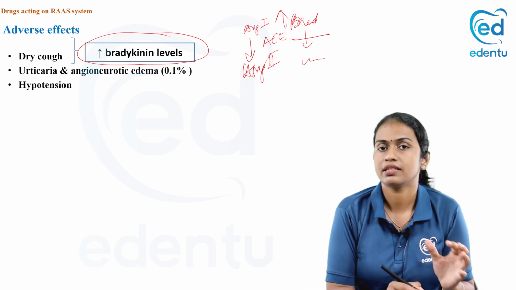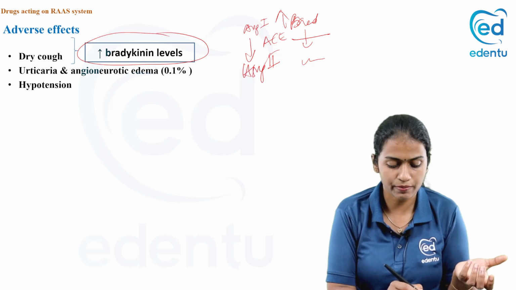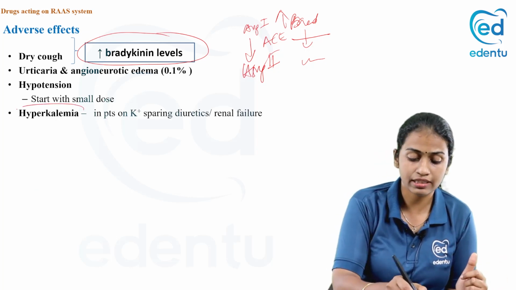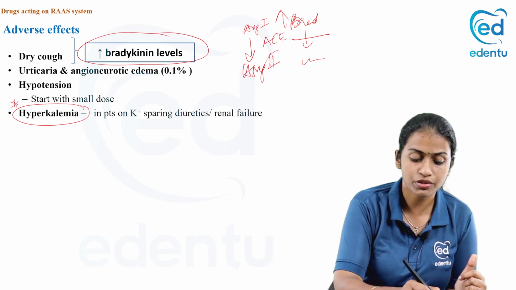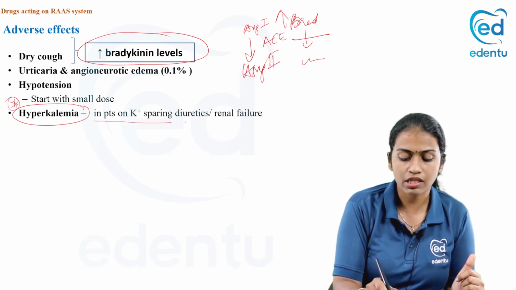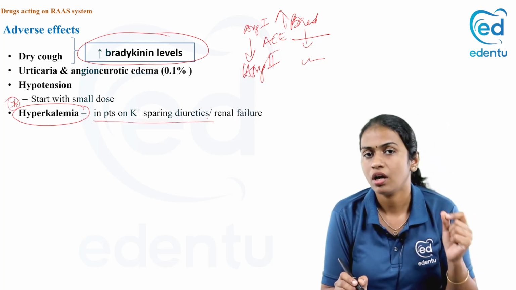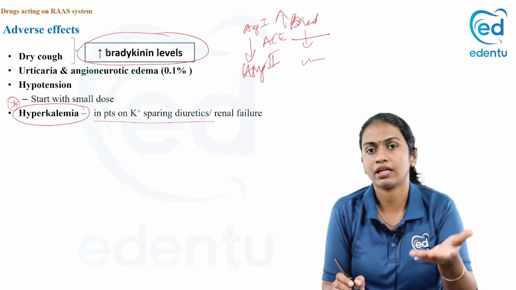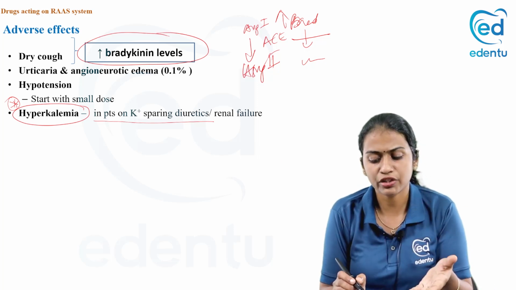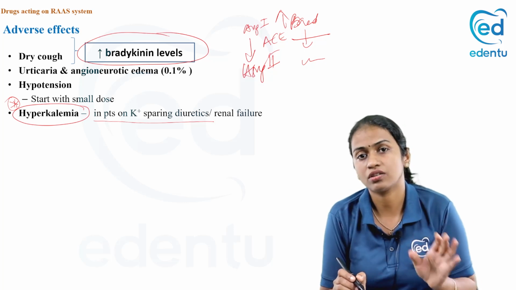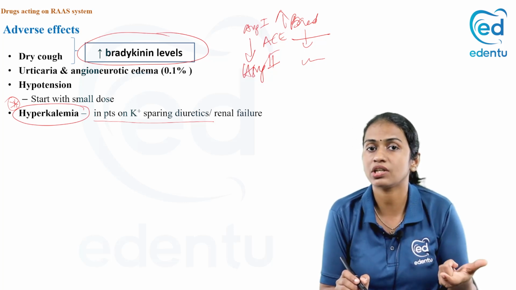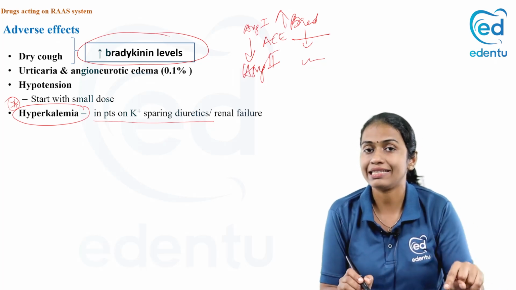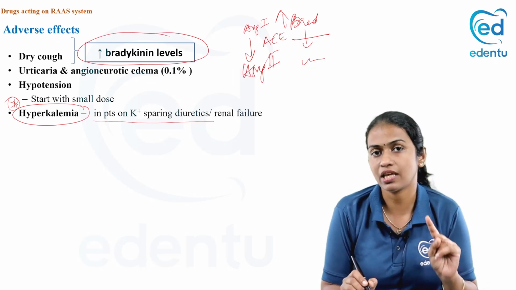Other side effects: since it causes dilatation, it can cause hypotension. Start with a small dose. Hyperkalemia, again a very important side effect that you should remember, because especially if you start the patient on potassium sparing diuretics like spironolactone, amiloride, etc., or if the patient has concomitant renal failure, then there is more chance of the patient going in for hyperkalemia. So always remember, the important side effect of ACE inhibitors is hyperkalemia.